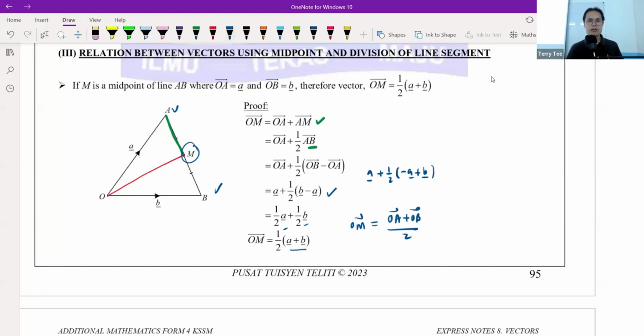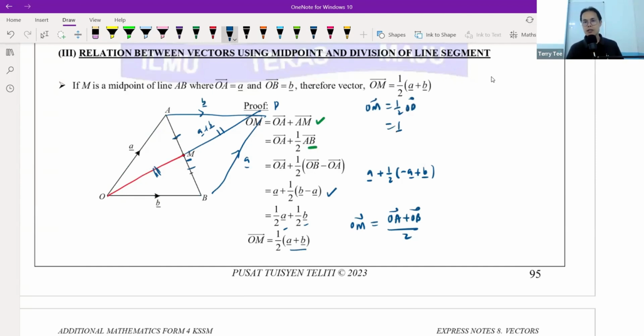Okay, another way of thinking is this, you can actually extend this. This is A, this is B, so the whole thing is A plus B, isn't it? The whole thing, let's say we call it D. The whole thing is A plus B. But since these two are equal length, these two must be equal length, right? This is a parallelogram. So OM is automatically half of OD. If my OD is A plus B, so just add together.